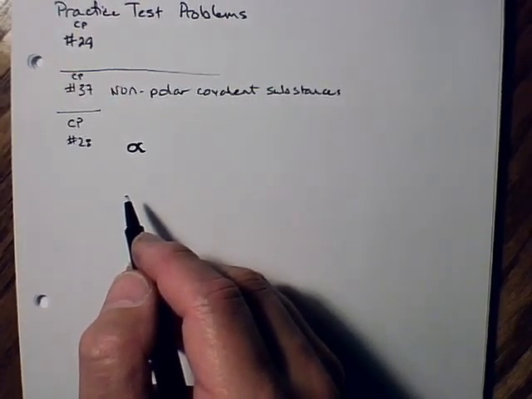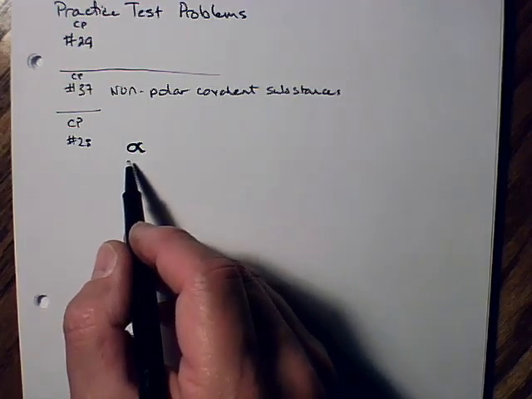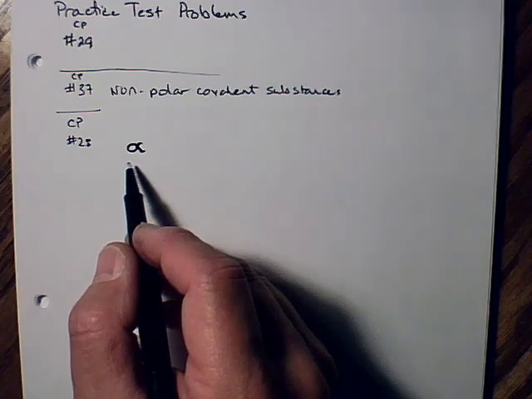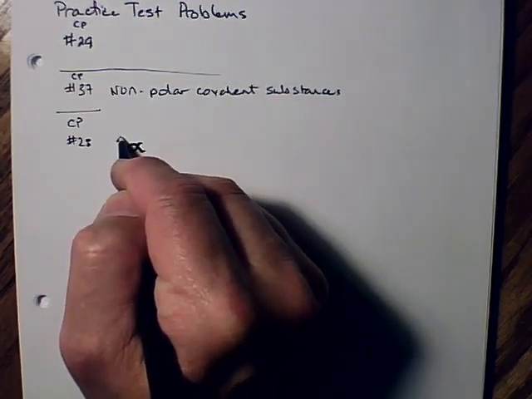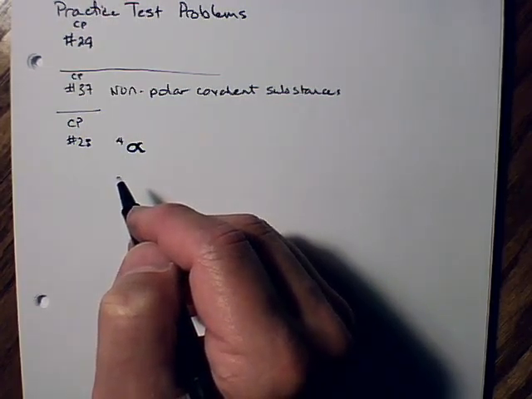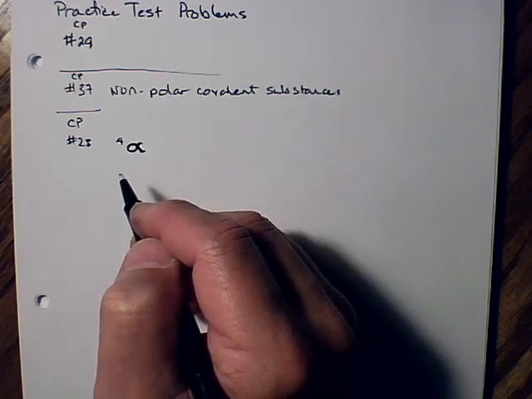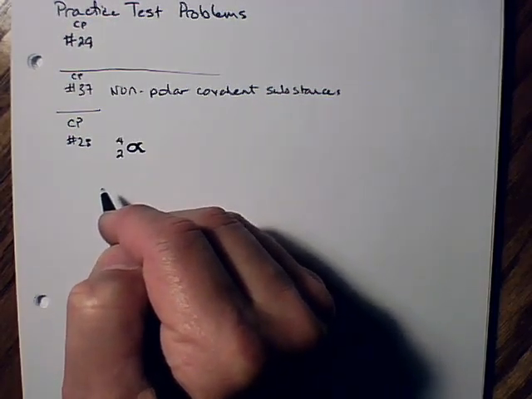In this class, in order to make the math work out when we're doing nuclear equations, we also included the atomic mass and the atomic number. And the atomic mass for an alpha particle is 4. An alpha particle is made of 2 protons and 2 neutrons. It's just like the nucleus of a helium atom. And so the atomic number is 2. We put that down here.